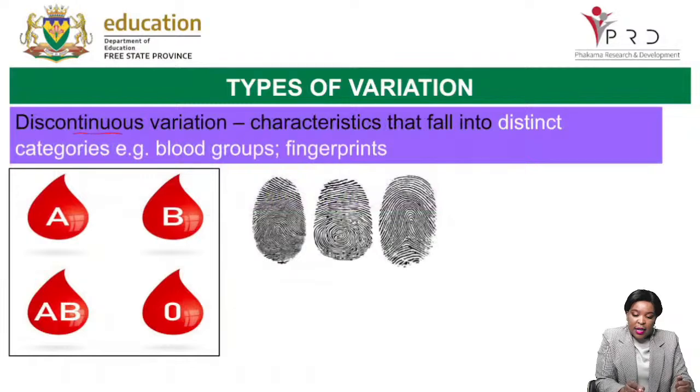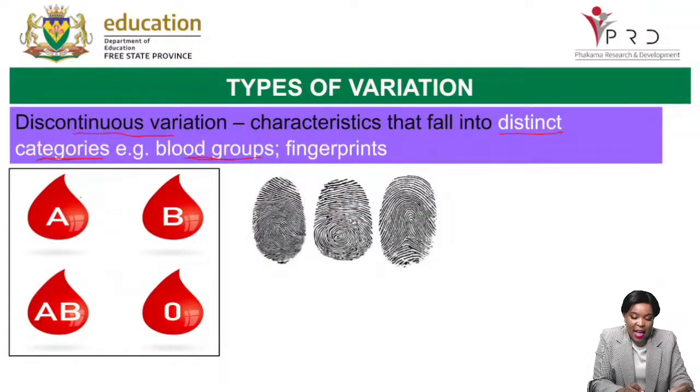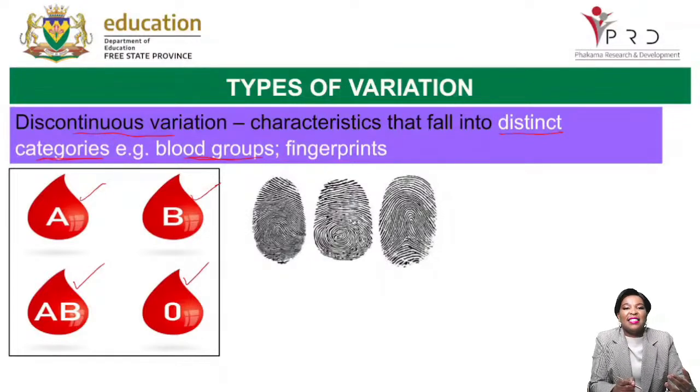And then the second type of variation is discontinuous variation. What is discontinuous variation? It is whereby the characteristics fall in distinct categories. Distinct categories, examples are blood groups. It's either you are blood group A or blood group B or blood group AB or blood group O. So those are distinct. There is nothing in between. There is no blood type Z, it's either you are A or B or AB or O. So those are distinct categories. You only fall into that and nothing else.